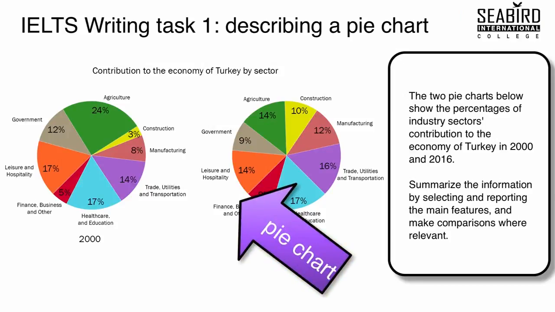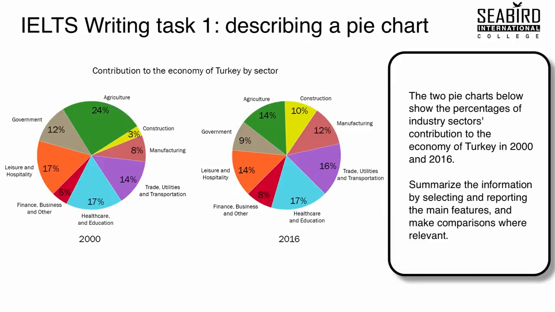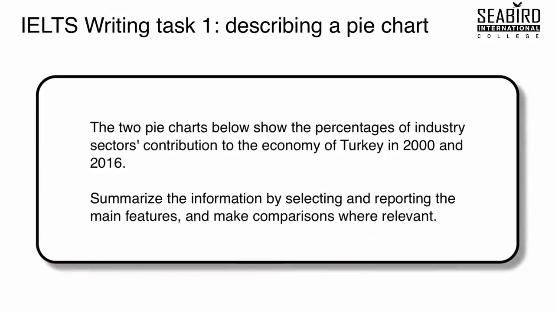So, this is IELTS Writing Task 1 sample. You have a pie chart to describe, and you have a question card with some important information about your chart. The first thing you need to do is to read the question card. Let's do it together. The two charts below show the percentages of industry sector's contribution to the economy of Turkey in 2000 and 2016. Summarize the information by selecting and reporting the main features and make comparisons where relevant.